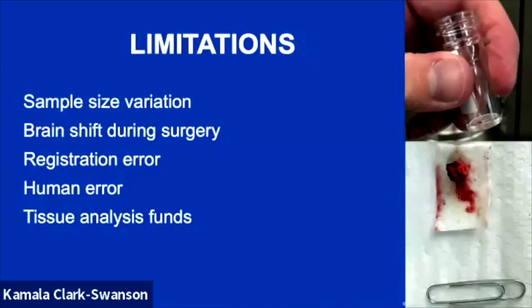Also, funds for tissue analysis. It would be great if we had single cell data for all of our samples. We have so many samples that it gets really expensive really quickly, especially when we started this in 2017, when single cell was way more expensive.